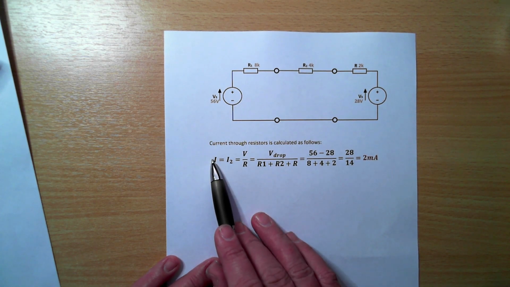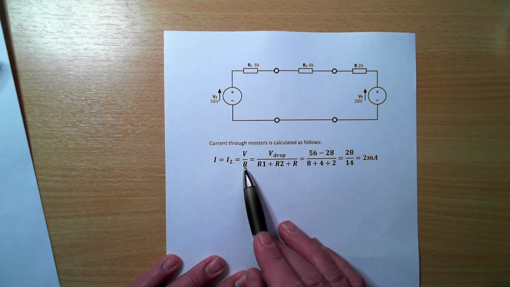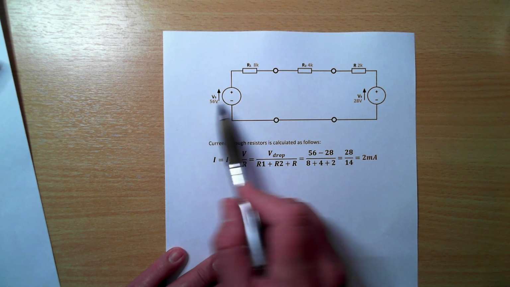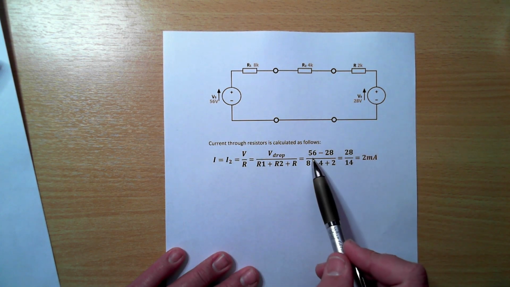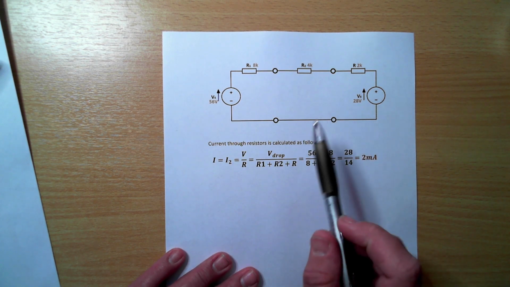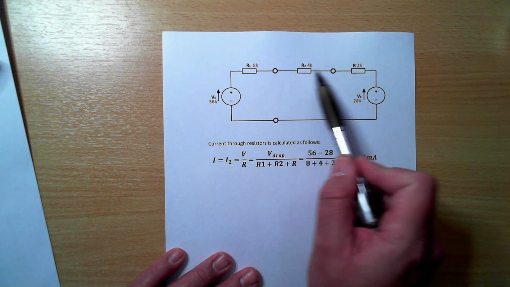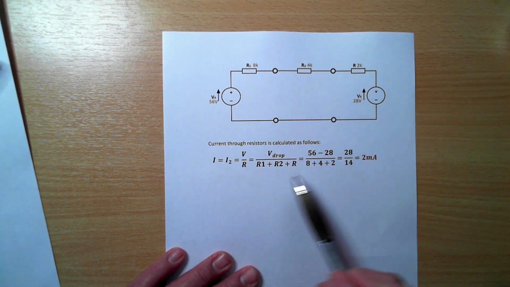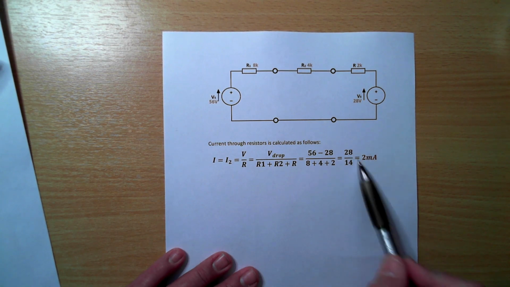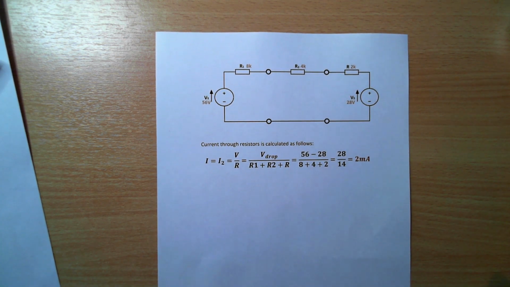The current, or I2, is equal to the voltage over resistance, Ohm's law. So we're looking at the voltage drop here, going from 56 volts to 28 volts. 56 minus 28 is 28. Then we have the voltage drop across our total resistance. Because they're in series, we can just add them: 8 plus 4 plus 2. 28 over 14, and we end up with 2 milliamps that goes through R2 using the equivalent source method.